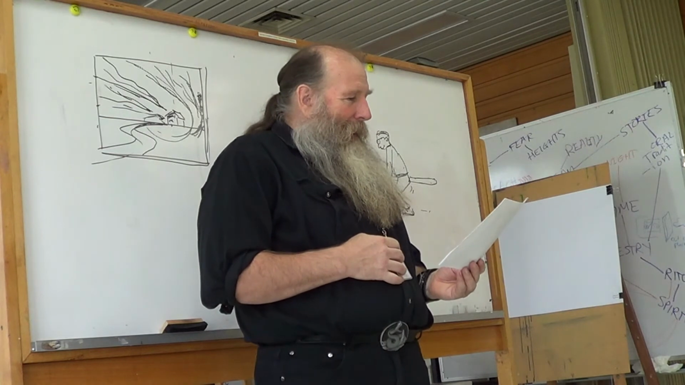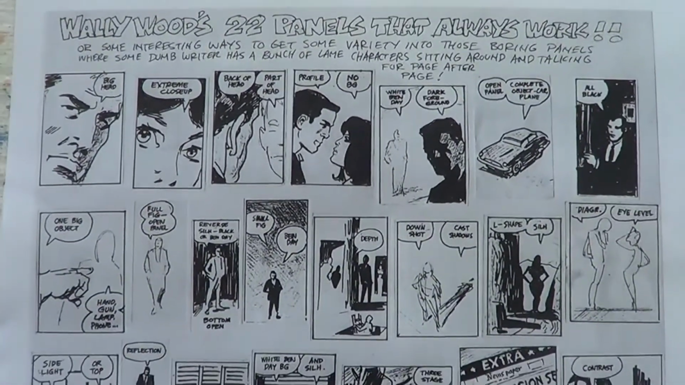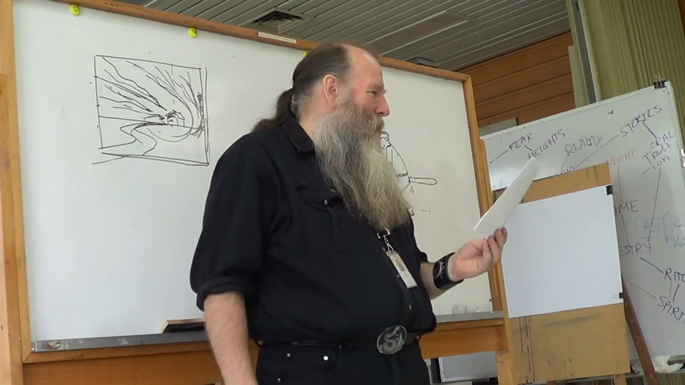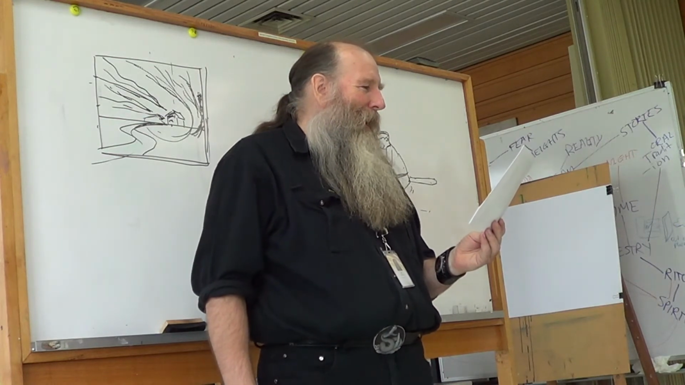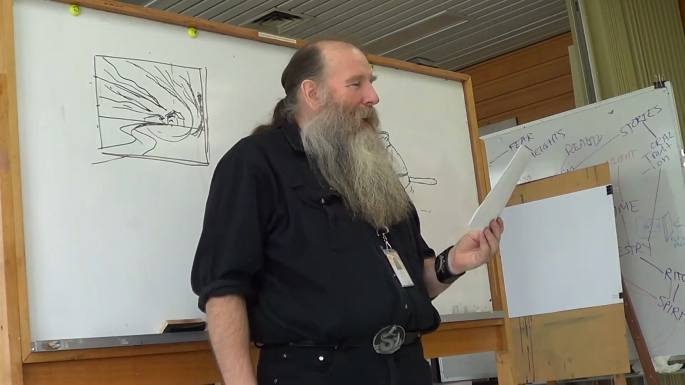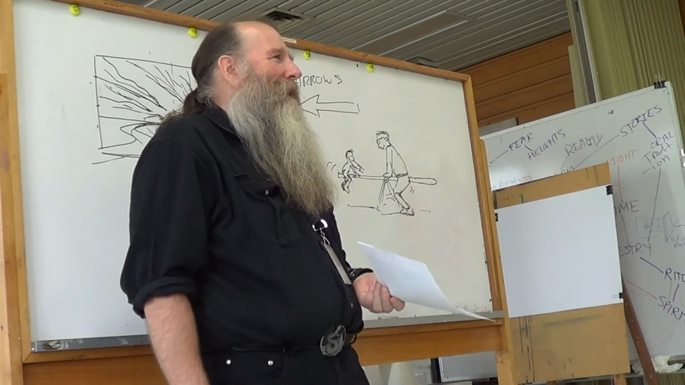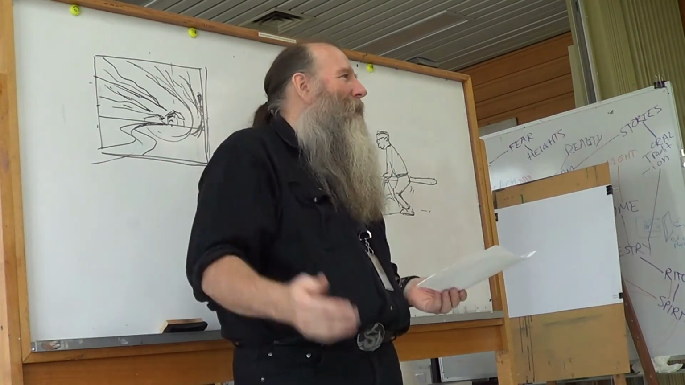If you read what he says here, the 22 panels would always work, or some interesting ways to get some variety into those boring panels where some dumb writer has a bunch of lame characters sitting around talking for page after page. So you imagine you're a comic book writer, a comic book artist, and you give him a script and you think, oh man, what am I going to do with this?